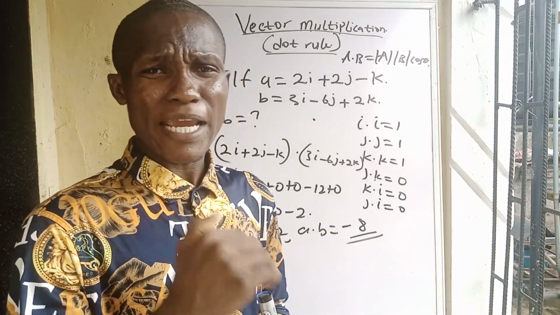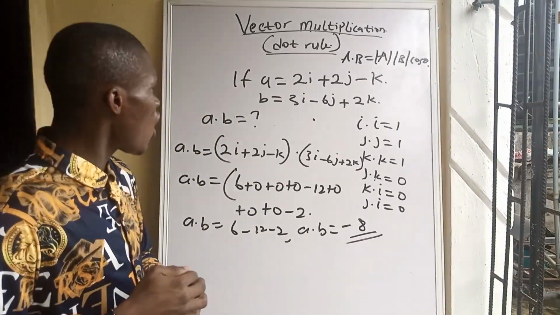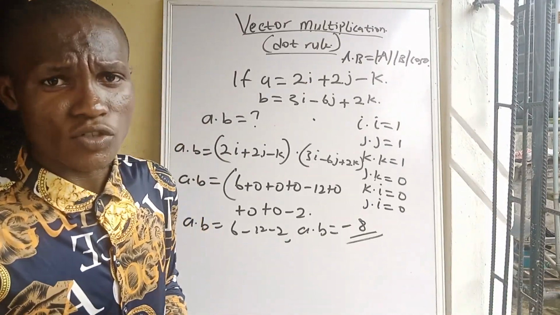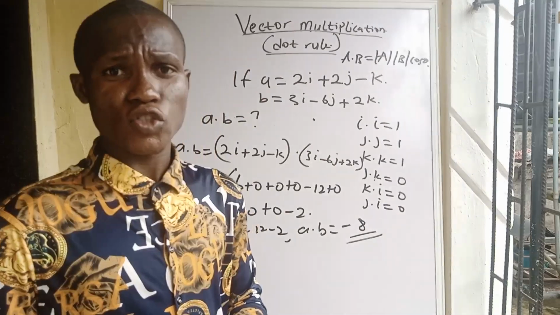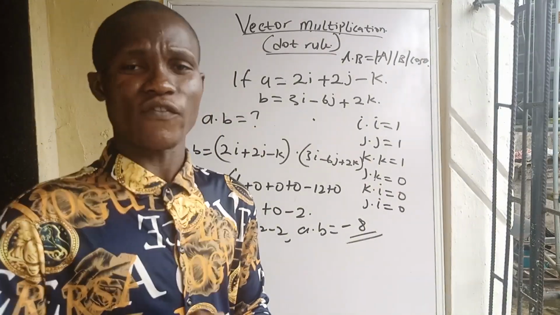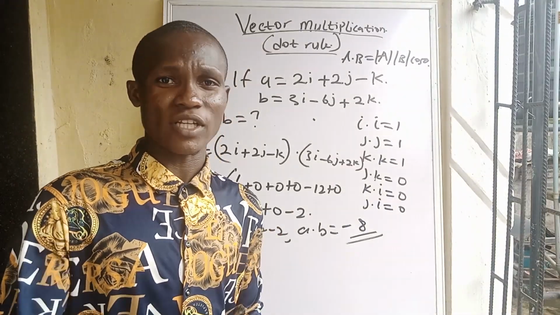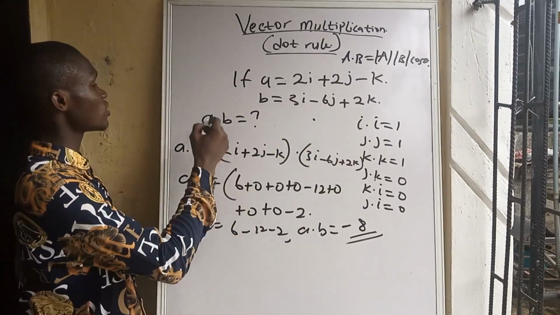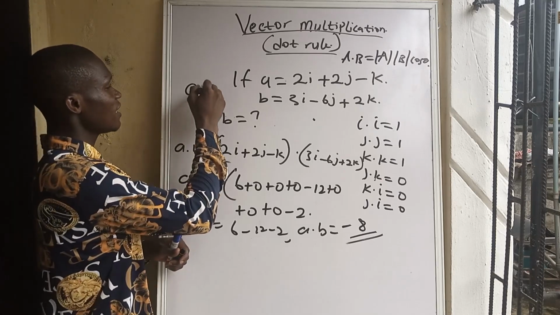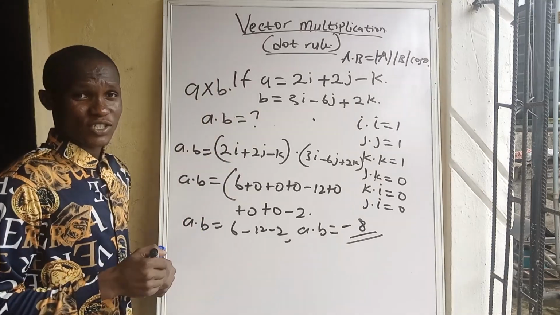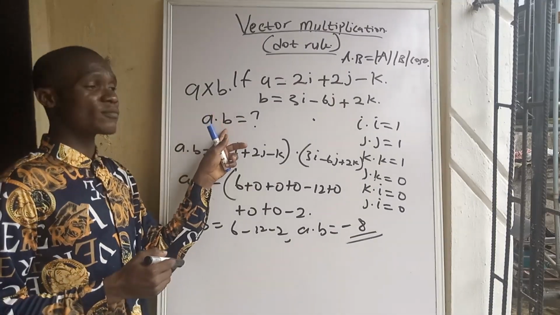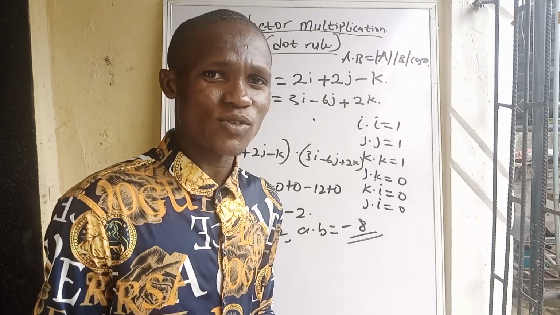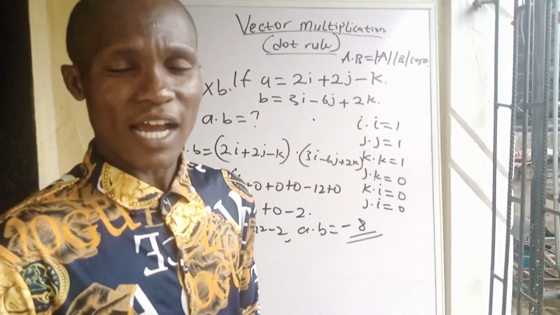And lest I forget, in my next video, I'll be working on how you can resolve two vectors using the cross product method, or the vector method. And the cross product method, let me just give you a clue. The cross product method is represented by A cross B. This is actually what makes it different from this. And in this cross product method, we are going to be using a determinant. So thank you and bye for now.